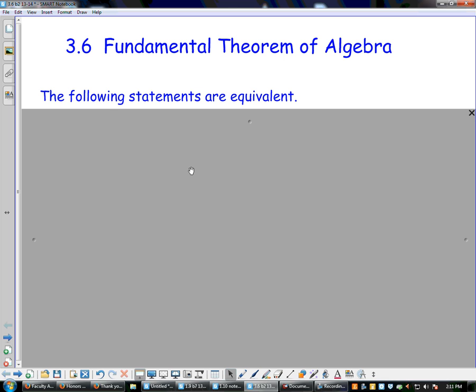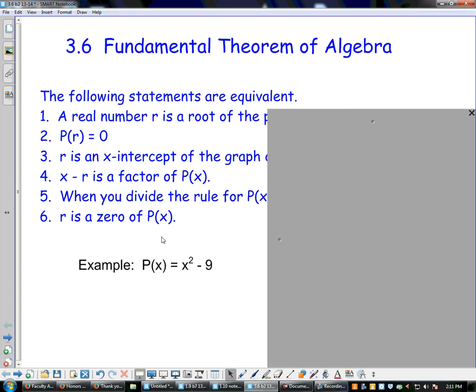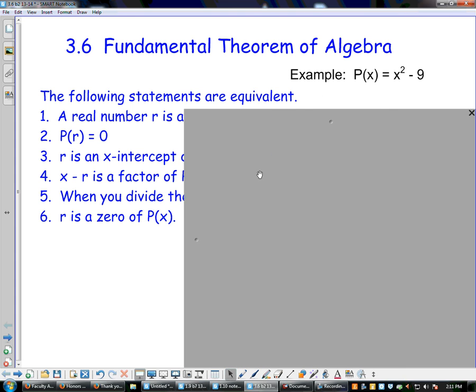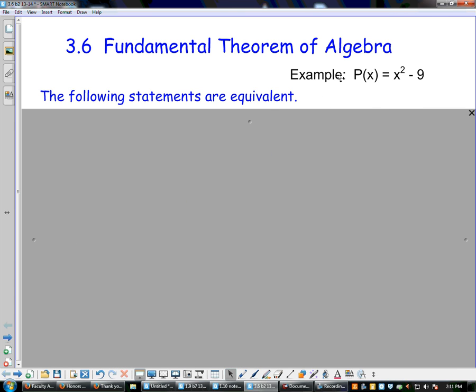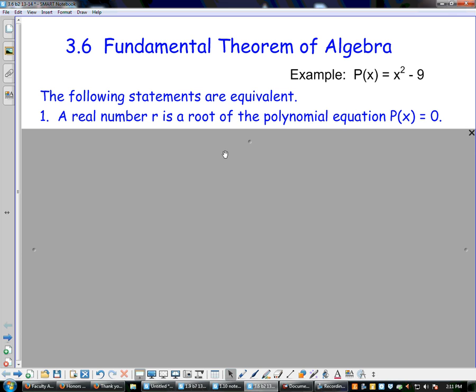First of all, the following statements are all equivalent. And before I show you all these statements, let's take this little example up here, and we're going to follow along with these statements with this example. So let's say we have some function p of x equaling x squared minus 9. The first statement that's equivalent to the rest is a real number r is a root of the polynomial equation p of x equals 0.